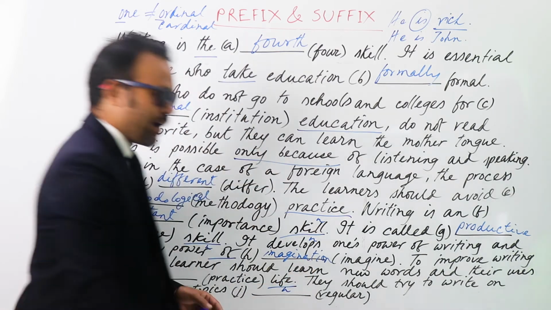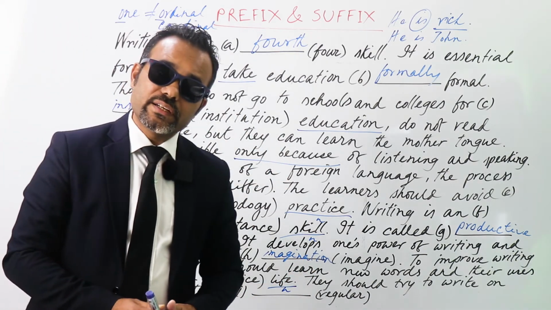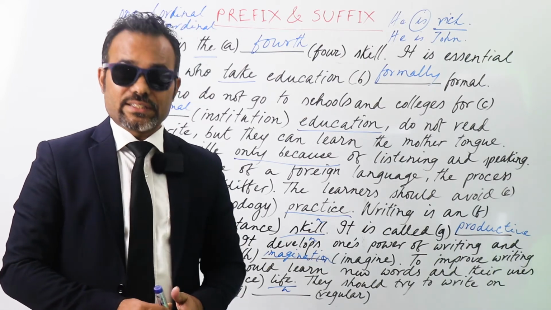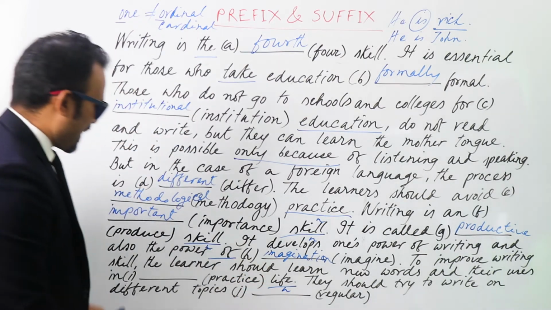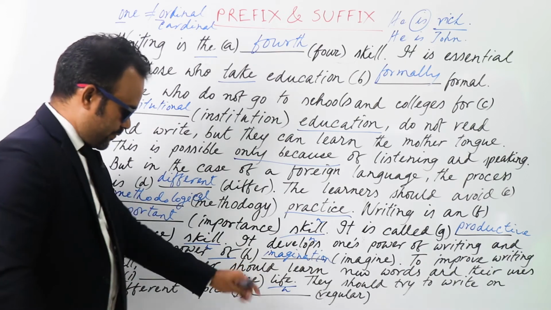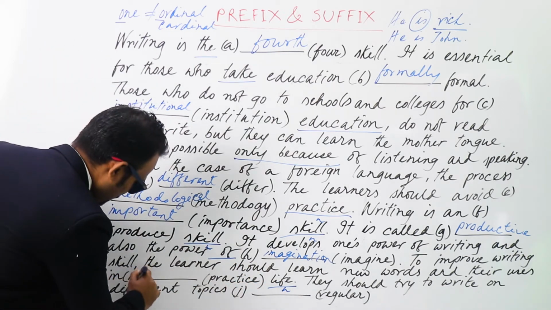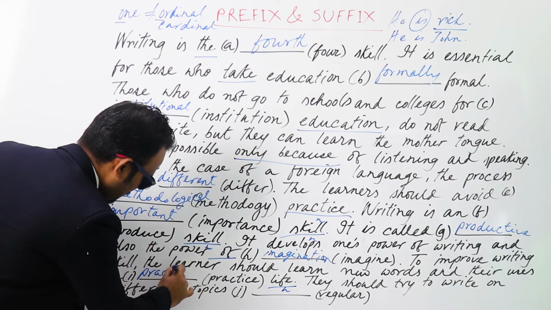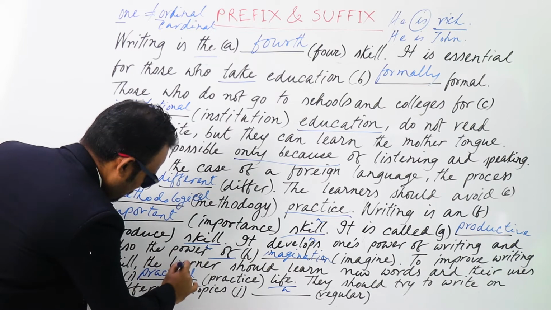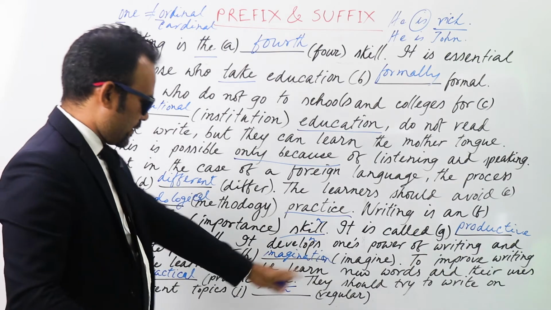Now life, this one is a noun, and before the noun what do we need? Can you remember? Yes, adjective. So it will be practical life. Life is the noun, so practice will become practical. Practical life. I think you understood.